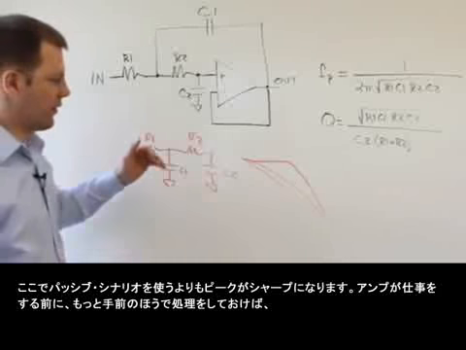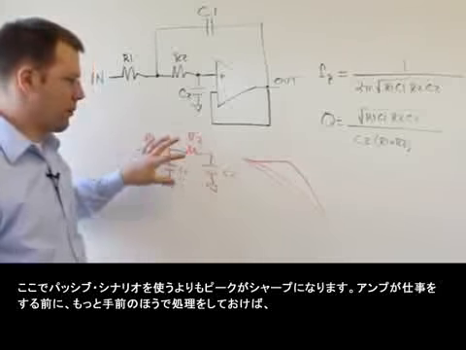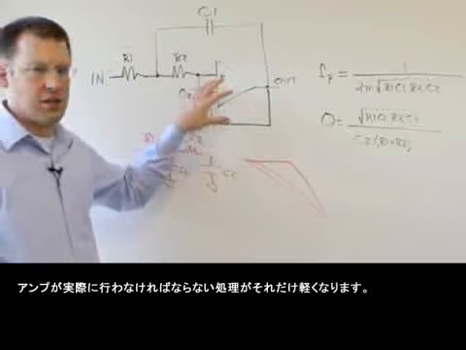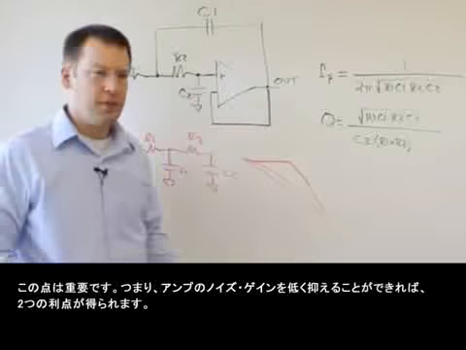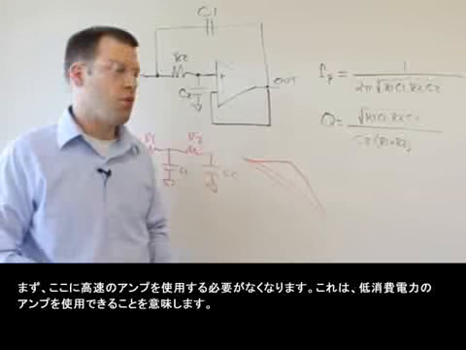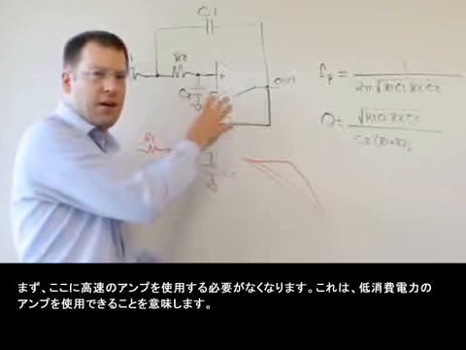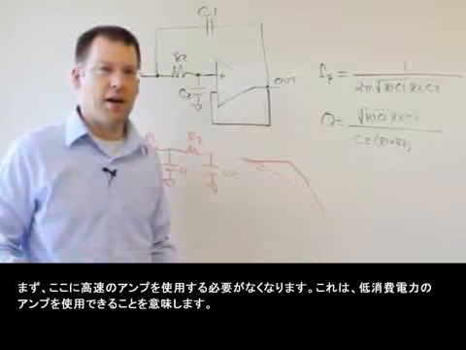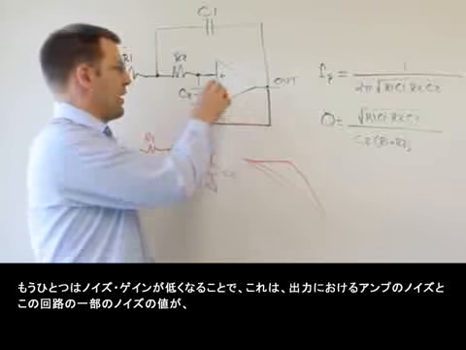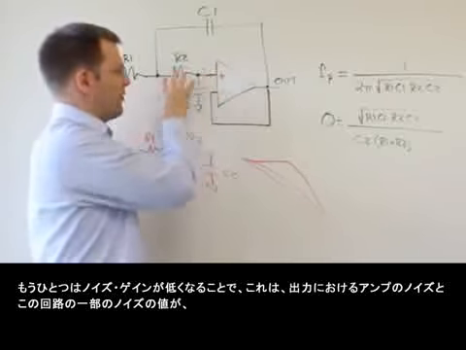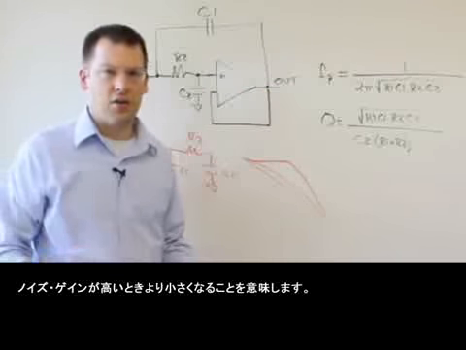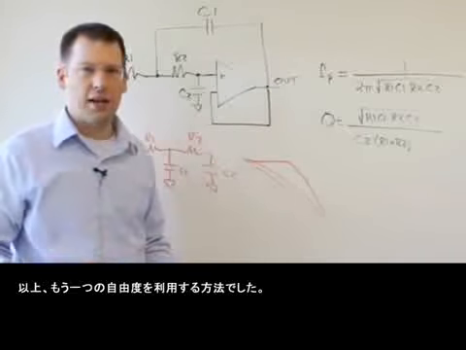And so the more that you can start from a good spot before the amplifier has to do work, the less work the amplifier is actually going to have to do. And that's important. So if you can keep the noise gain of the amplifier down, that gives you 2 advantages. So one is you don't have to have as fast of an amplifier here, which means you can use a lower power amplifier. And the other thing is that you have a lower noise gain, which means that the noise of the amplifier and the noise of some of the circuitry here is going to be lower at the output than if you have to have a higher noise gain. So that's how we use the extra degree of freedom.